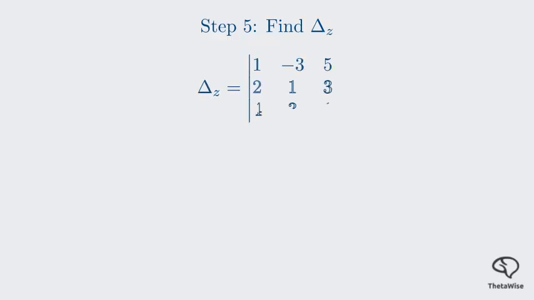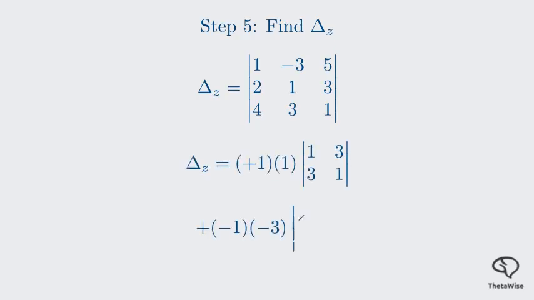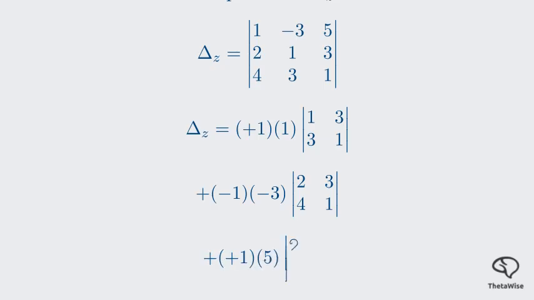We're making great progress. Let's move on to step 5, finding the determinant of z, or delta z. For this determinant, we will replace the column of z coefficients in our original delta 0 with the column of constant terms. This gives us the determinant 1, negative 3, 5, 2, 1, 3, 4, 3, 1. As before, we'll expand along row 1 using the signs plus, minus, plus. Delta z equals positive 1 times its minor, minus negative 3 times its minor, plus positive 5 times its minor.